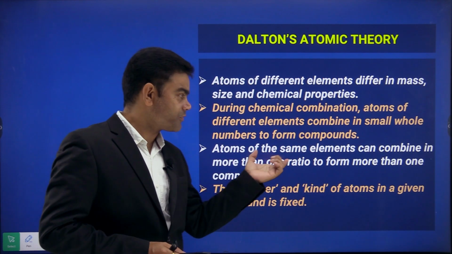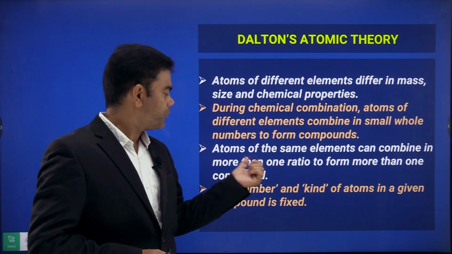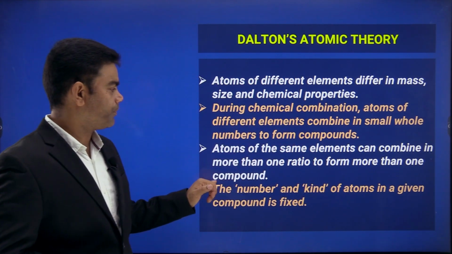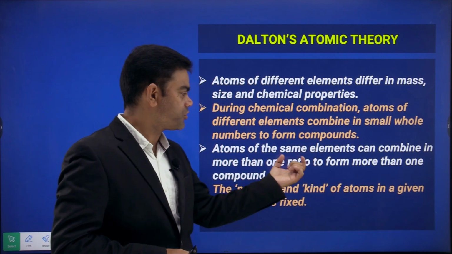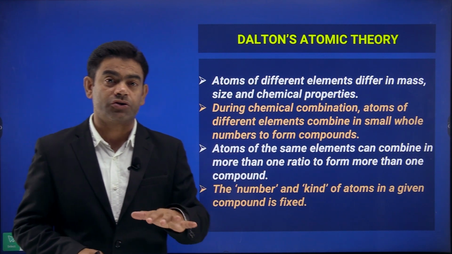Atoms of the same elements can combine in more than one ratio to form more than one compound. Atoms of the same elements can combine in more than one ratio to form more than one compound. More than one ratio.